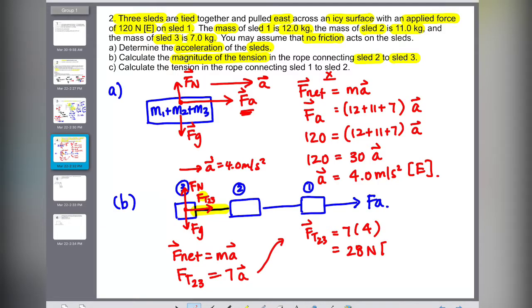Is it to the east or is it to the west? It's hard to say because I asked you the tension between 2 and 3, but you could also be looking at this one that's going to the west. It's the same, right? Because they are the action-reaction force. So in this case, we actually don't write the directions anymore because it could be going to the east or the west. So we're just going to leave it with no direction.